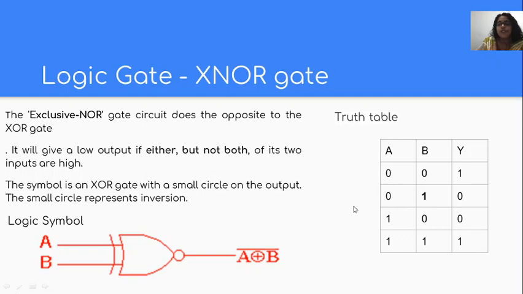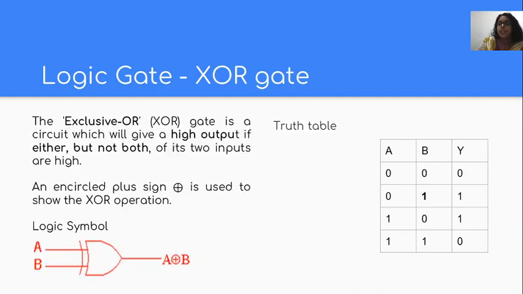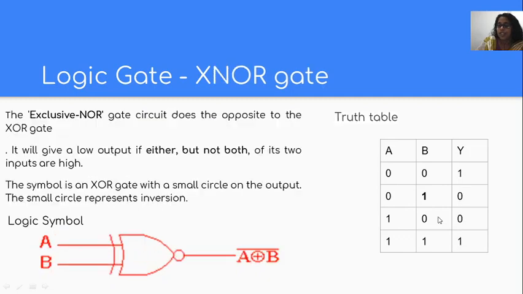Please remember, my dears, for XOR gate we have 1 at the 0 1, 1 0 conditions. For XNOR gate, these two conditions become 0, the other two become 1. Hope that you are understanding this.